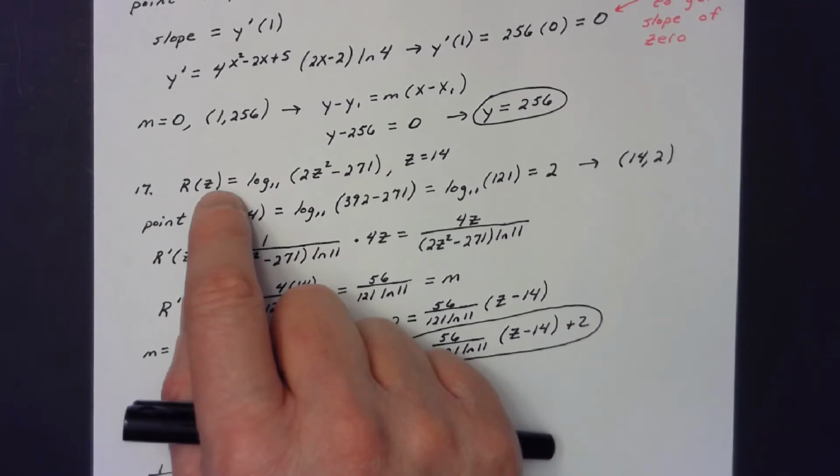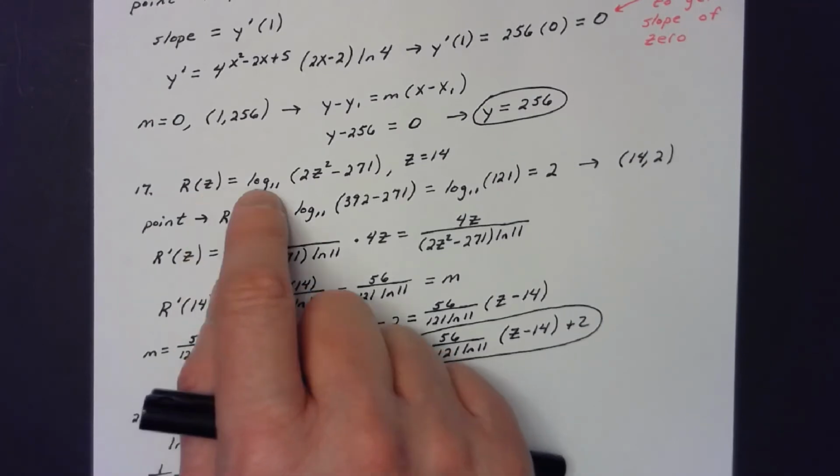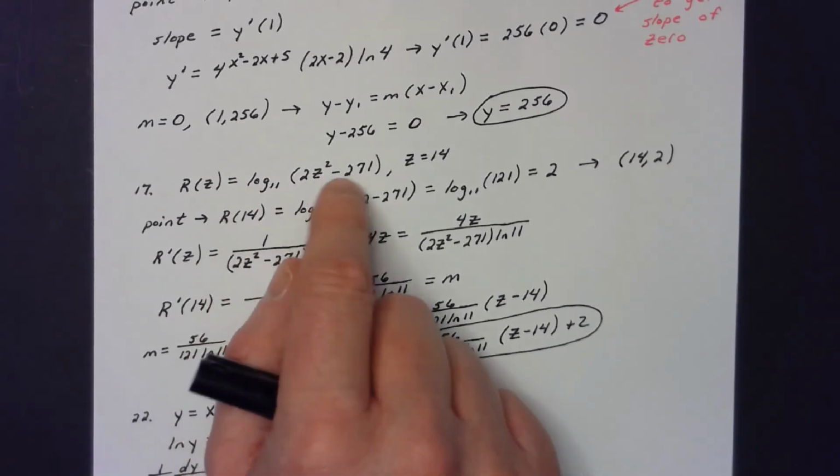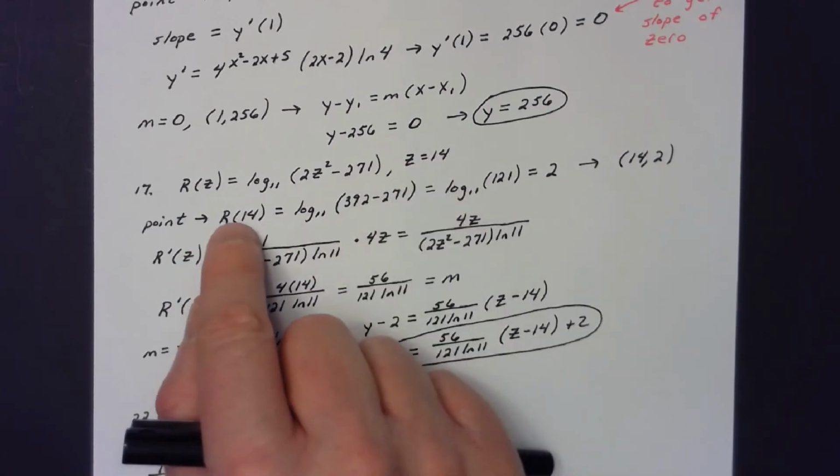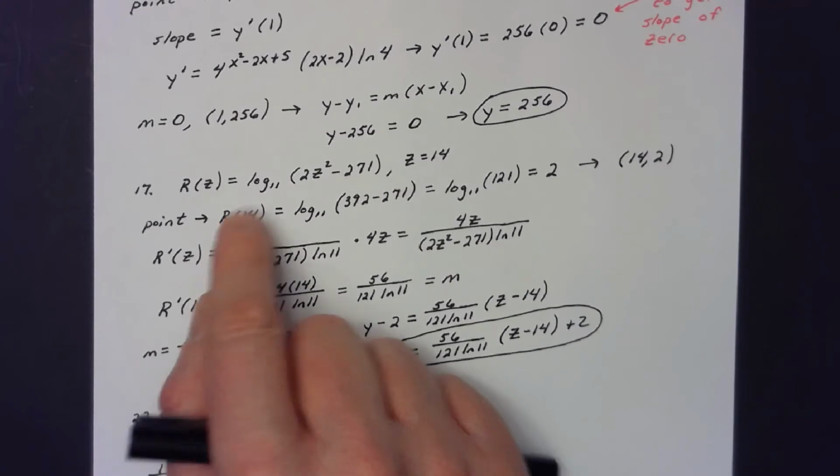So I can say, well, okay, it should be easy to solve. I have a log base 11 of 2z squared minus 271. Find the equation of the tangent line when z is equal to 14. I first find the point. Plug in 14 for z.